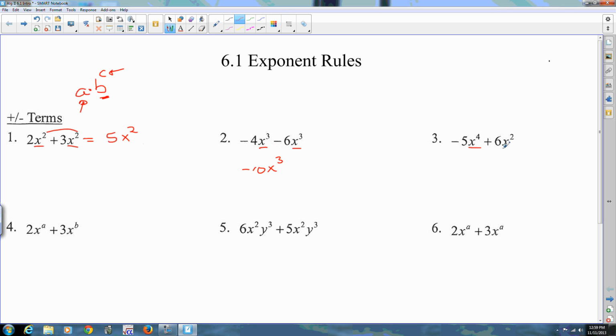These are not like terms. The bases are the same, but their exponents are different. So nothing happens to this because they're not like terms. These are not like terms because the exponents are different with the same base. So there's nothing that happens there. These are like terms. Same bases, same exponents. So I just add the coefficients. These are like terms, so I just add the coefficients.